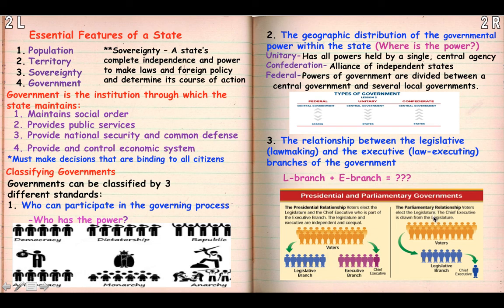Now, in a parliamentary relationship, there's the voters. This is what England uses. These are the voters, okay? They vote for the legislative branch. From the legislative branch, these people choose their executive, okay? So how that would work is, let's say that you play, I'm going to use soccer because that's what I coach, that's what I played for years.